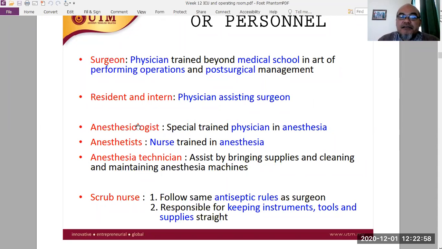Then anesthesiologists. These are specially trained physicians who conduct the anesthesia to suppress the pain felt by the patient during the surgery. Then we have the anesthetist, a nurse trained in anesthesia, and the anesthesia technician, assisting by bringing the supplies and cleaning and maintaining anesthesia patient machines. The scrub nurse follows the same antiseptic rules as the surgeon. These nurses are responsible for keeping the instruments, tools, and supplies straight.